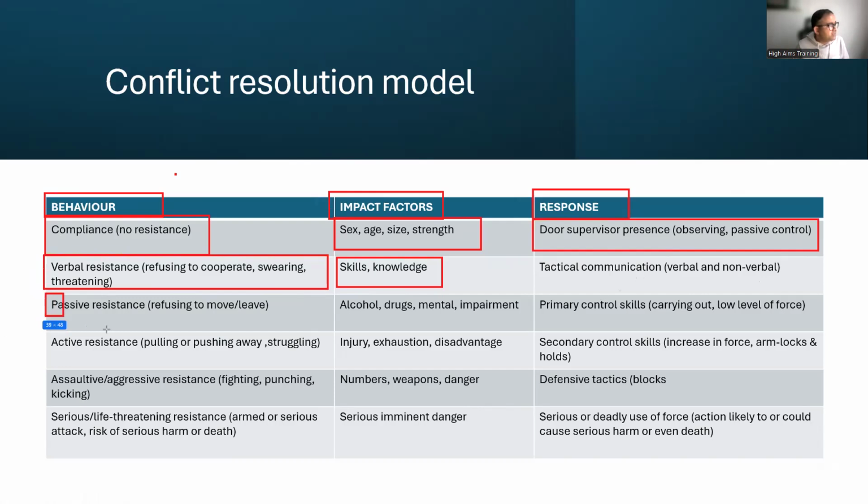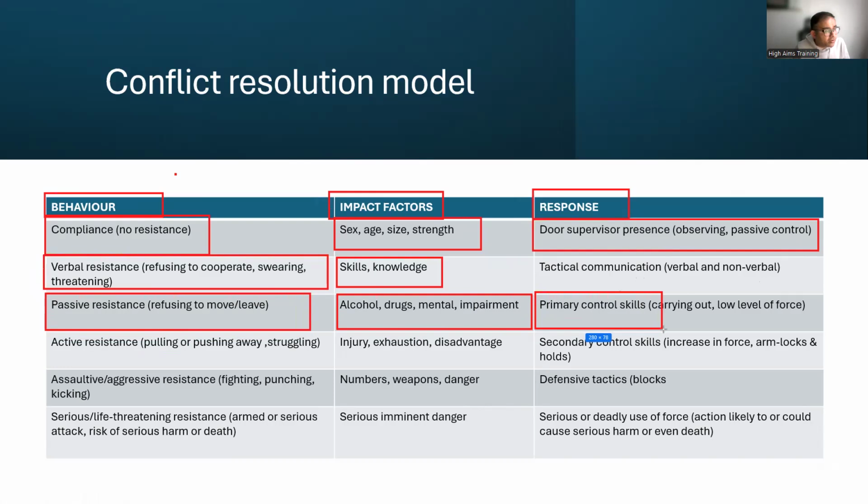Then passive resistance, refusing to move or leave. Impact factors could be alcohol, drugs, mental health or impairment. Now you need to use primary control skills, carrying out a low level of force, maybe just guiding them. Let's just go out. You don't need to do anything else. No excessive force. Active resistance, pulling or pushing away, struggling.